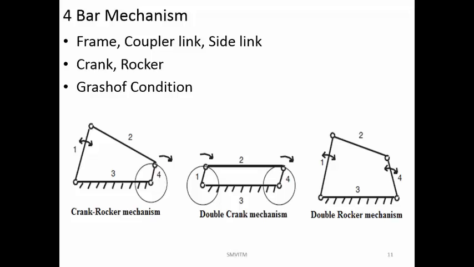Now there can be 2 other elements that we can name. One is a crank and the other one is a rocker. A crank is any element or link which can revolve completely, which means it can make a 360-degree rotation continuously.